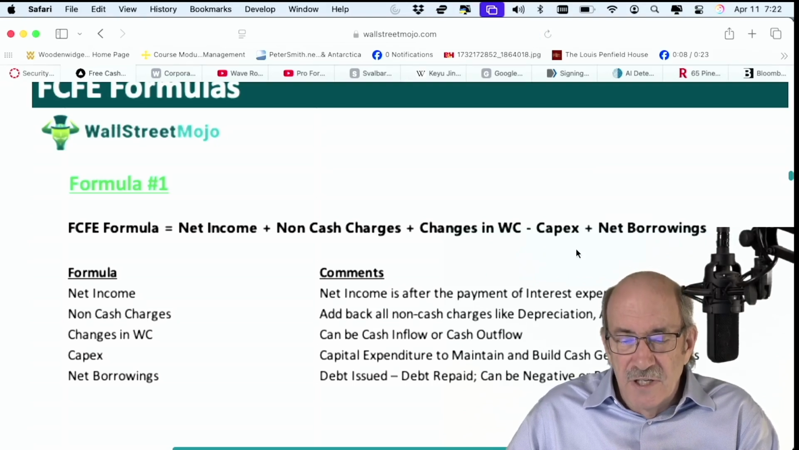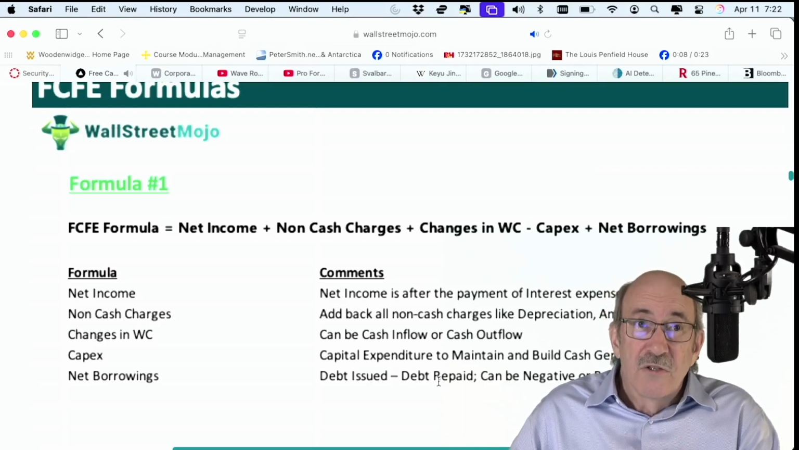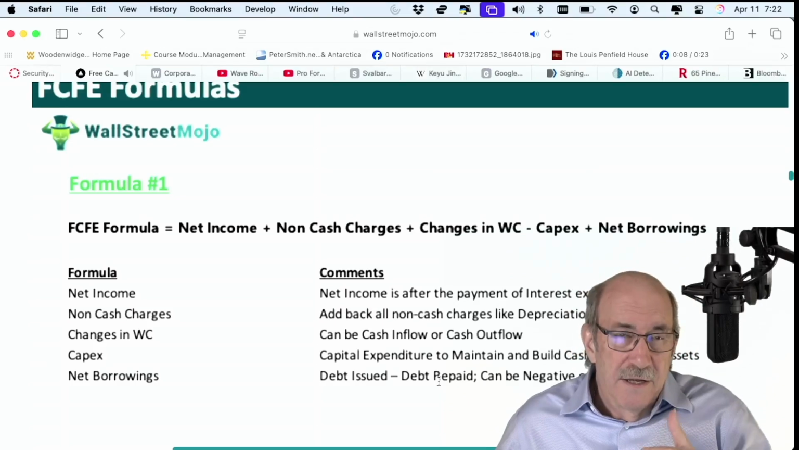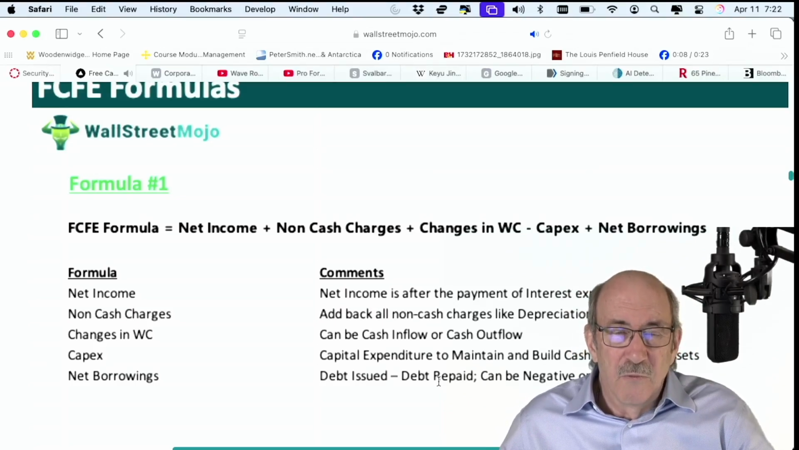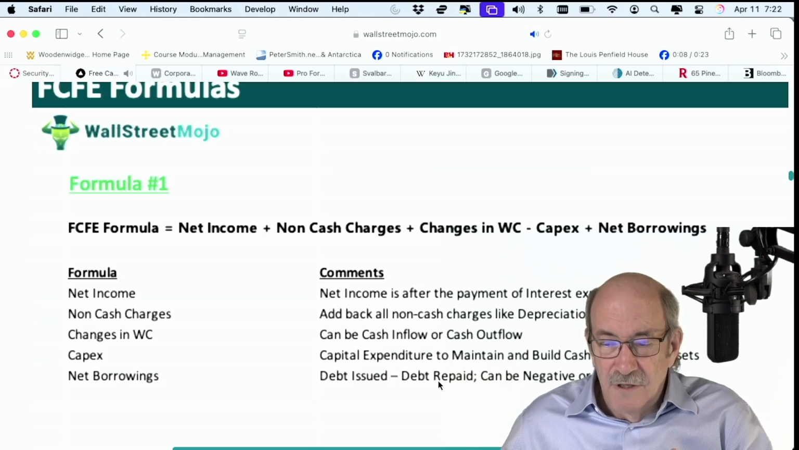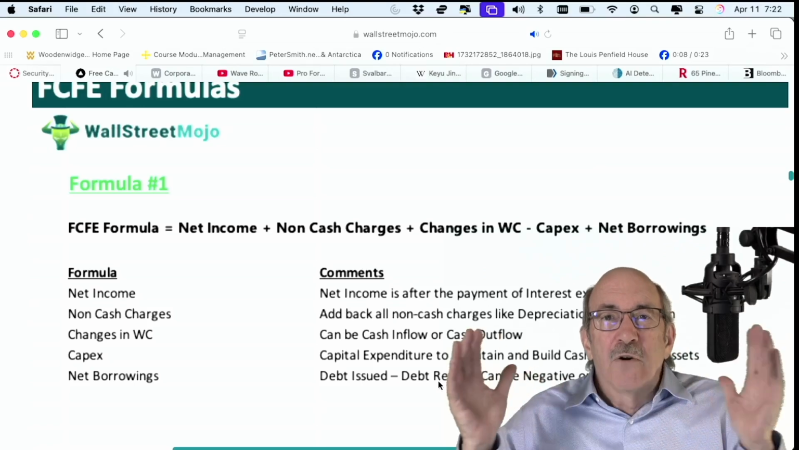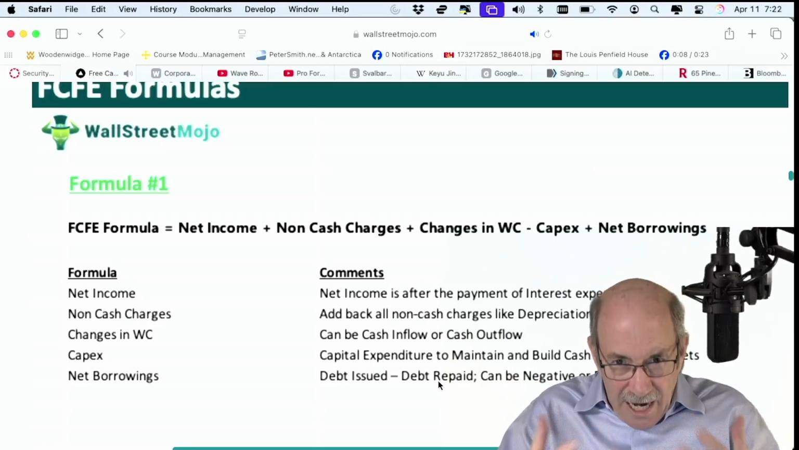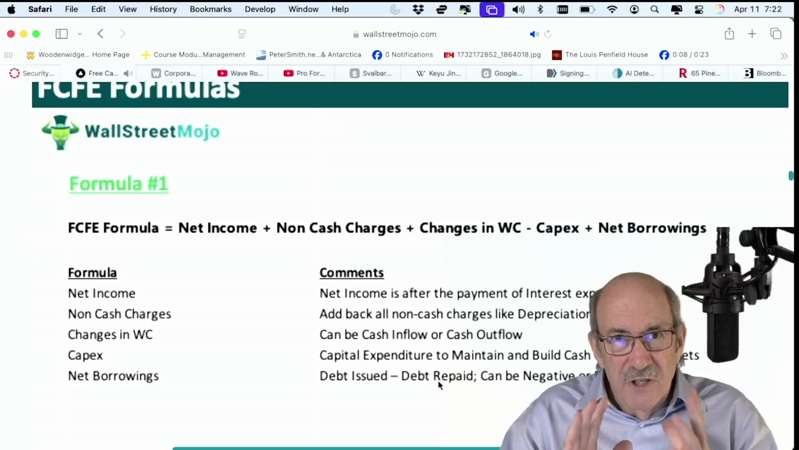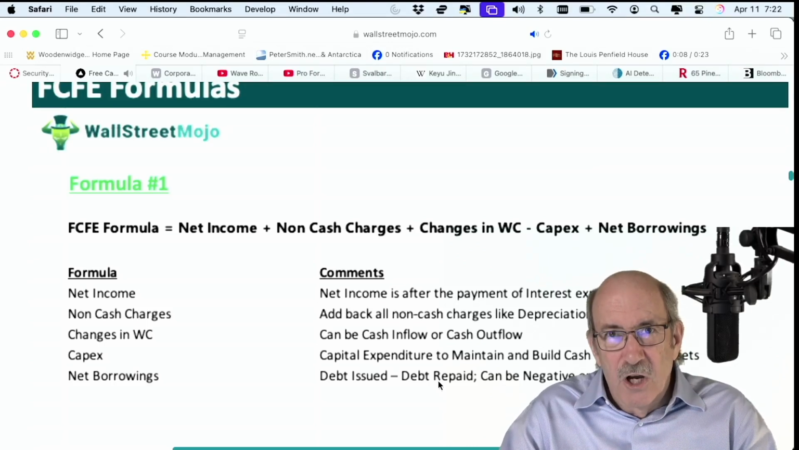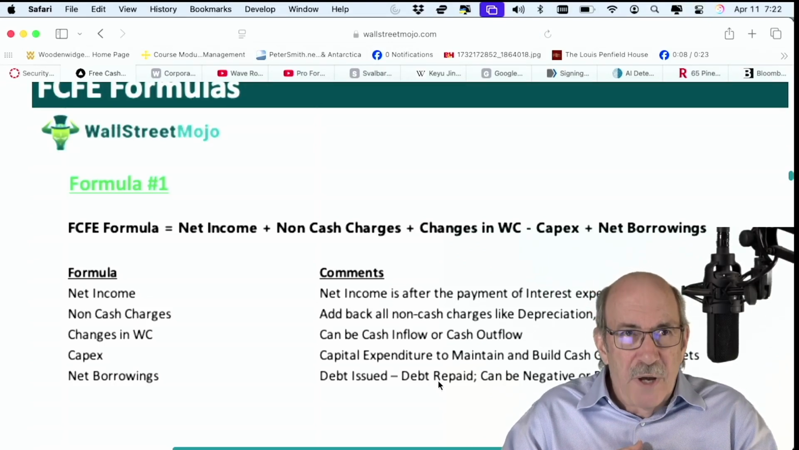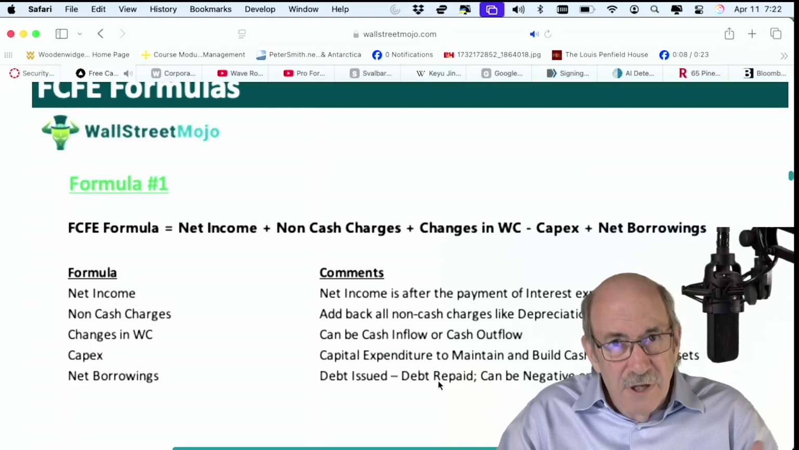And what that is, it's actually the debt issued minus debt repaid. So if we repay more of the debt than we issue during any given year, we're actually reducing our net borrowings. And that would make it a subtraction. If we issue more debt than we repay, then we're increasing our borrowings, and that's cash inflow. Always think about this in terms of cash flow. If it causes cash inflow, then it's a positive. If it causes cash outflow, it's a negative.